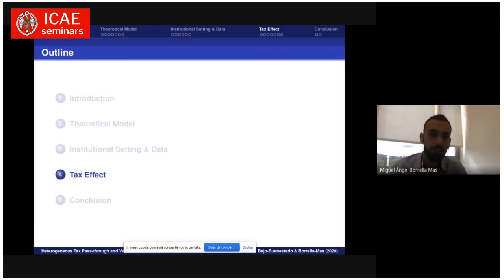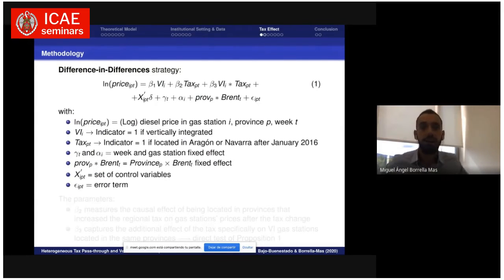So we move to the tax effect. I'm going to explain our methodology. We use a generalized difference-in-differences strategy in which we exploit two things that we have in our model. First of all, the time effect of the increase in the regional fuel tax in the two Spanish regions that changed the tax, Aragon and Navarra. And we also exploit another key feature describing the theoretical setup, the type of contracts between the retailer and the refiner that defines whether a gas station is vertically integrated or not. Then we have this indicator of being vertically integrated and the indicator of being located in a province or a region with the tax change after January 2016.